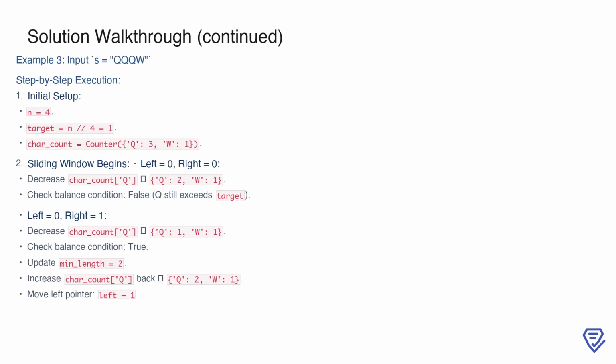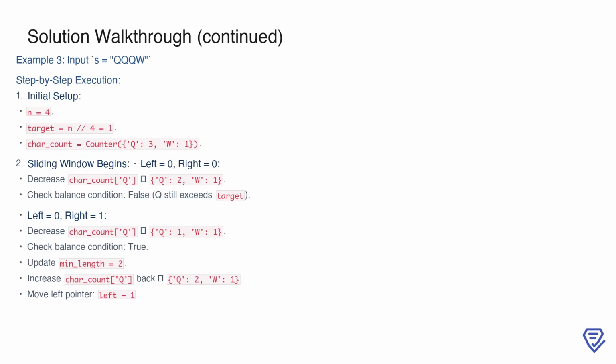For example 3, the input string is s equals qqw. Here, the length is still n equals 4, and the target for each character is 1. The frequency count shows that q appears 3 times, while w appears once. Since q exceeds the target, the string is unbalanced. We begin the sliding window with both pointers at position 0. Reducing the count of q gives us updated counts of q2, w1, but the balance condition is not yet met because q still exceeds the target.